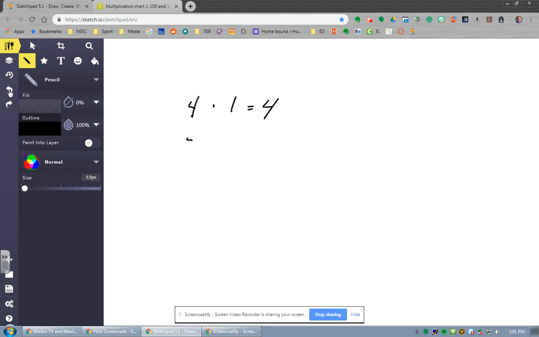Apparently my pen went a little crazy there, sorry. We could say 4 times 2, and that would get us to 8, if you remember your multiples of 4. 4 times 3 would get us to 12, and so on. So we can continue going up the multiples of 4, and so on.